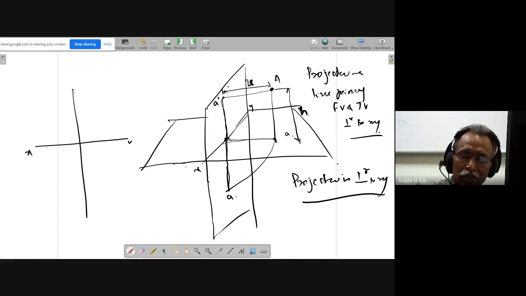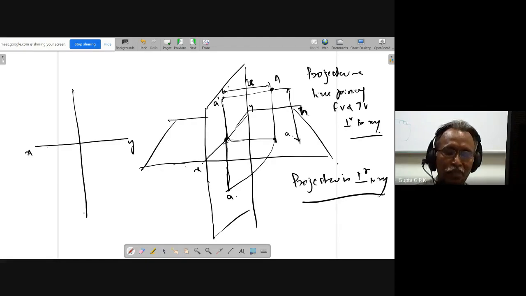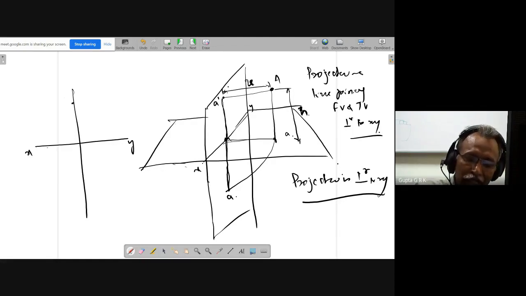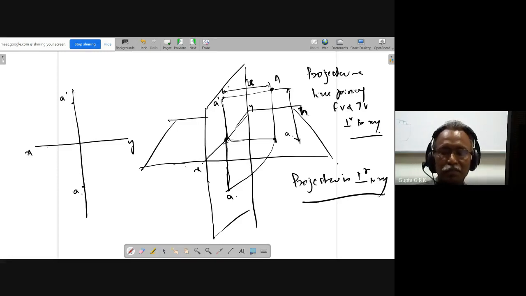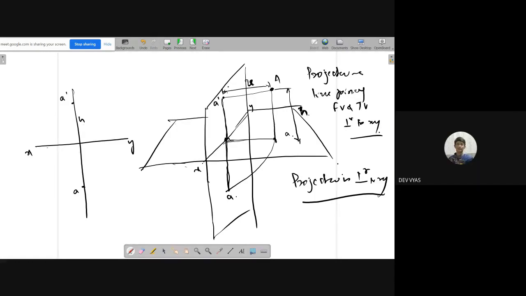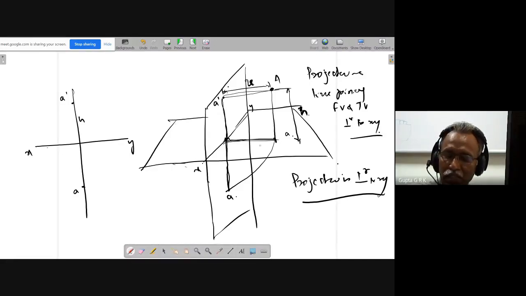This is XY, and this perpendicular line is the projector of A. So A dash comes here and A comes here, and I have to know how much distance A dash and A are from H and V. What is the distance of A dash above XY? H. This is H. And what is the distance of A from XY? V. So this is V, and this is rotated, so this is V, and this is H.